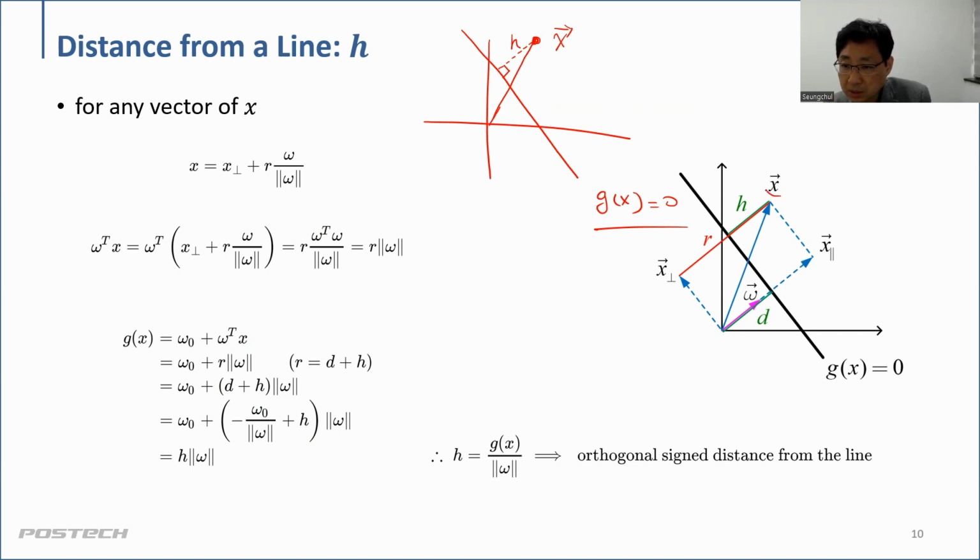We know that omega is given, right? And we can decompose x like that: it's parallel to omega and perpendicular to omega, so we can decompose it. So x is like x and these two. Since we know the vector omega, now I can decompose it like that.